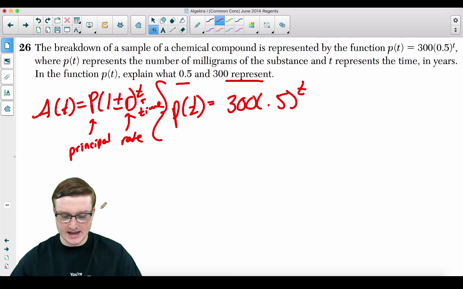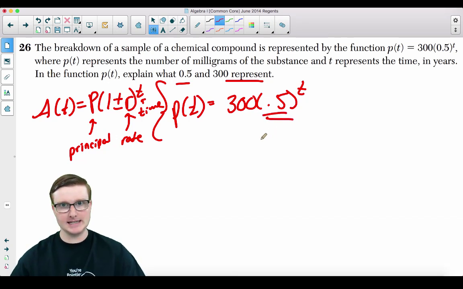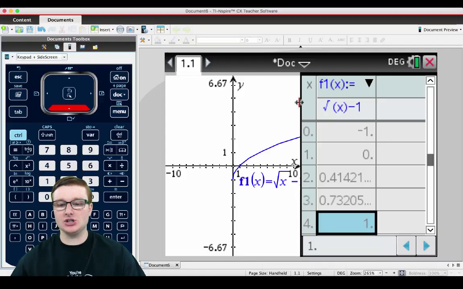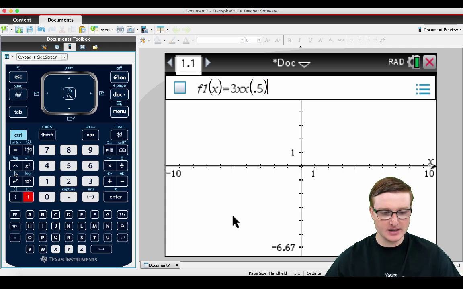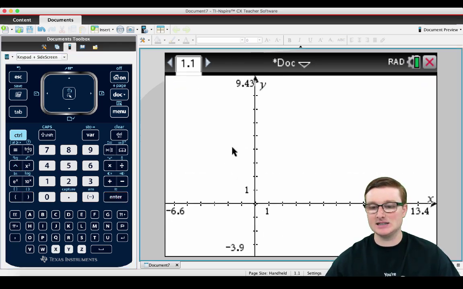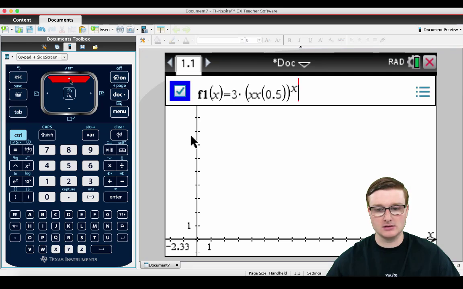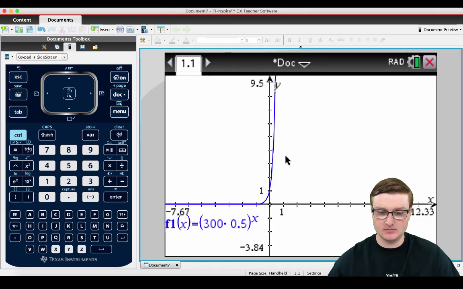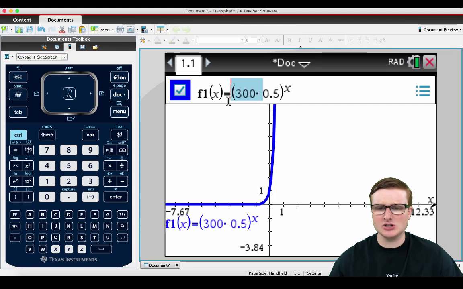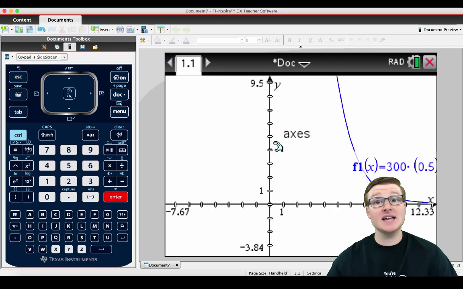Well, let's do 0.5 first because they're asking for 0.5. So 0.5 is the decay rate. It's decaying because, first of all, if you plug it into your calculator and graph 300 times 0.5 raised to the x power, sorry, that 300 is supposed to be outside. That's better. That's exponential decay.